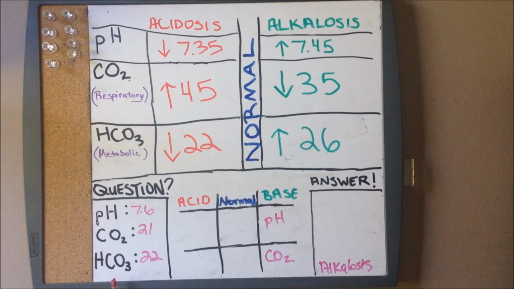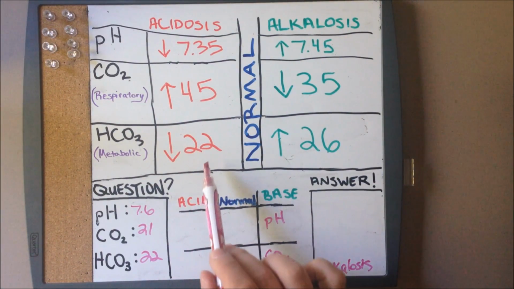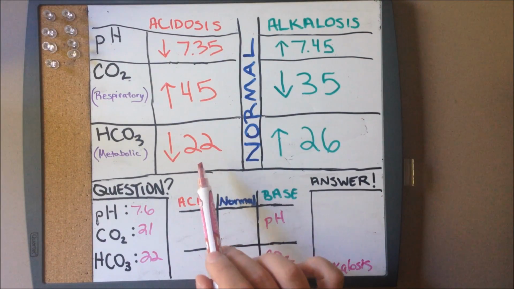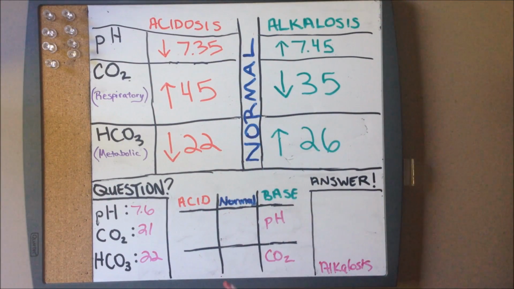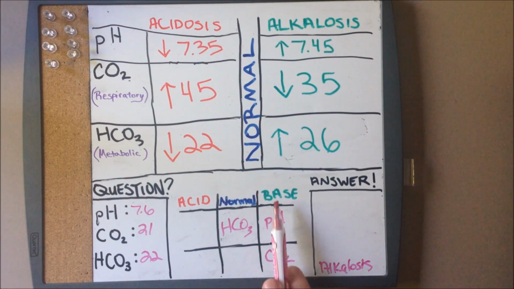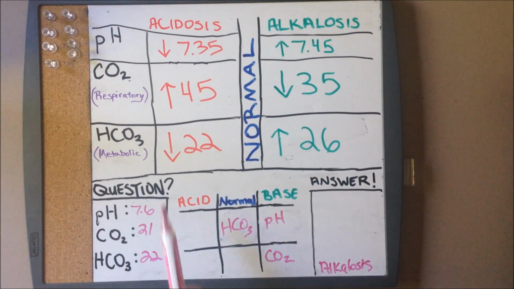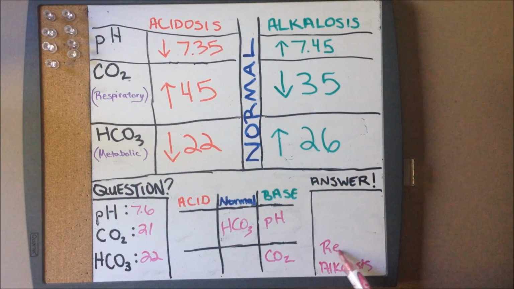All right, and our bicarbonate of 22, 22 is not less than 22. Therefore, it is normal, and we will write it in the normal column. And since CO2 is in the same column as pH, CO2 has to be the cause of our pH problem. CO2 is respiratory. Therefore, we have respiratory alkalosis.